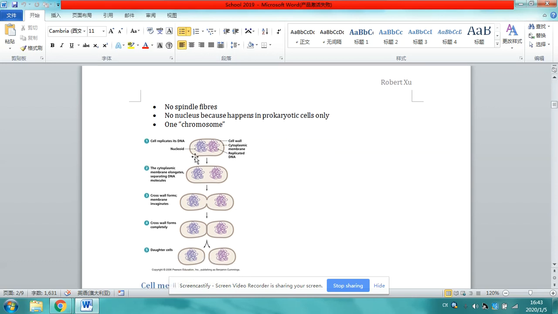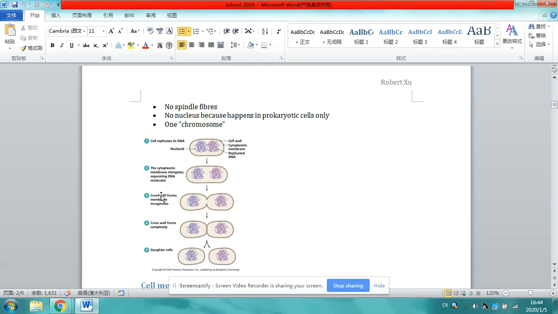The first one is the cell replicating its DNA. We know that because when a cell splits in two, the two daughter cells need to have DNA. All need to have DNA. So the first step is replicating DNA. And the second one is the membrane elongates, so there is space for a cell wall to form in between the two DNA loops.